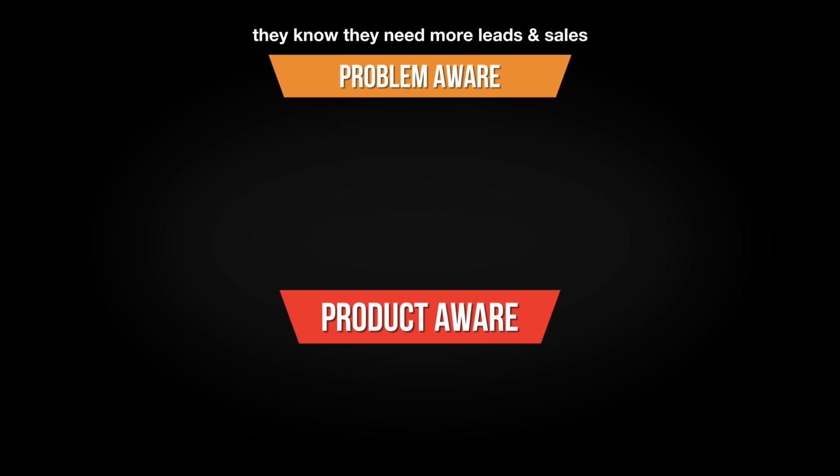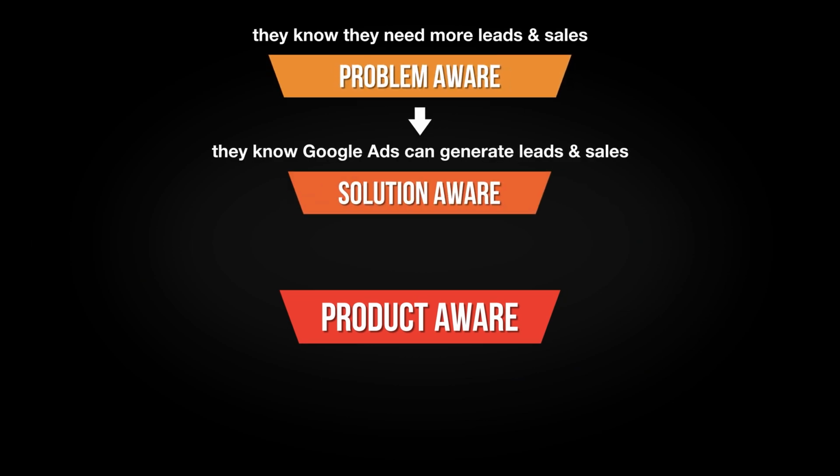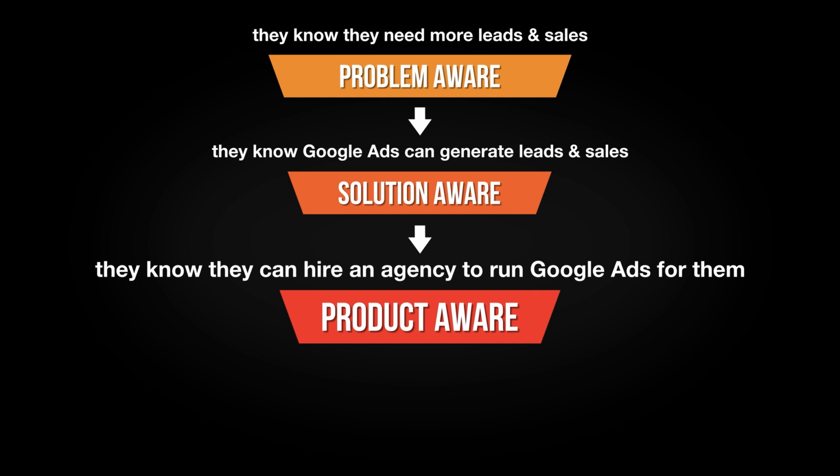Next level is going to be product aware. So that would be where someone knows they need to generate more leads or sales. That's the problem. They know that Google Ads can generate them leads or sales, but they're also product aware in terms of, I know I can hire an agency to run this for me as opposed to doing it themselves. Like that's the category of product, right? Is work with an agency, hire an agency. So in that case, what we need to do with our headlines is convince those people to work with us as opposed to another agency.